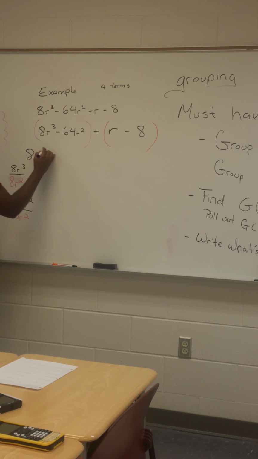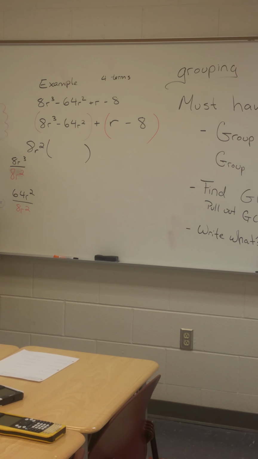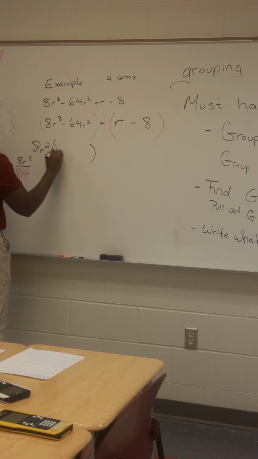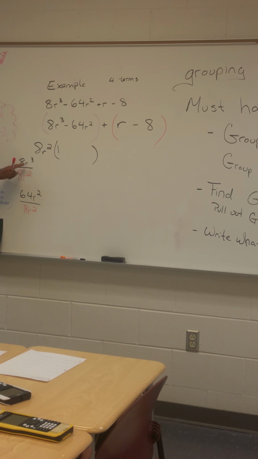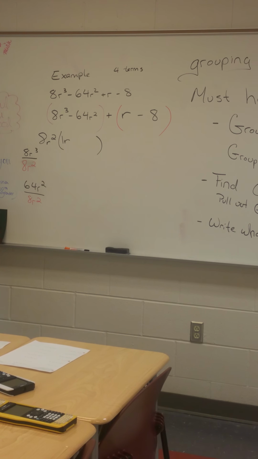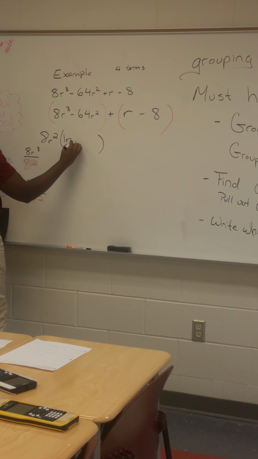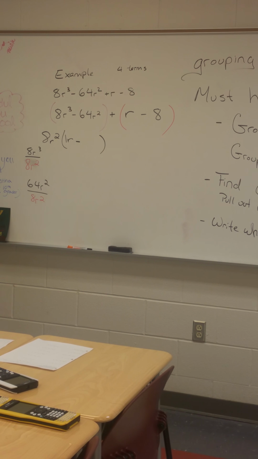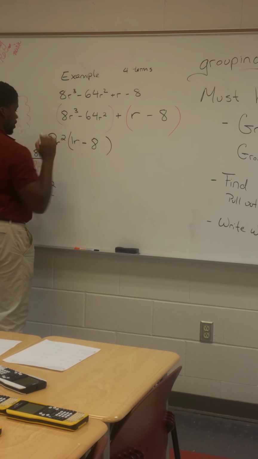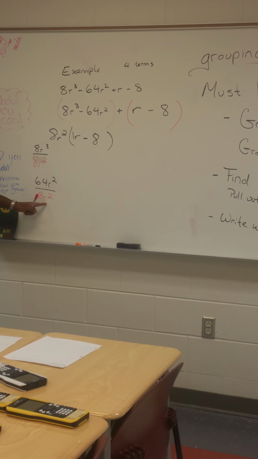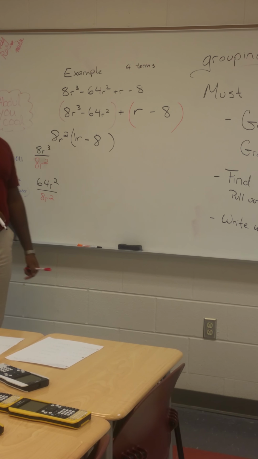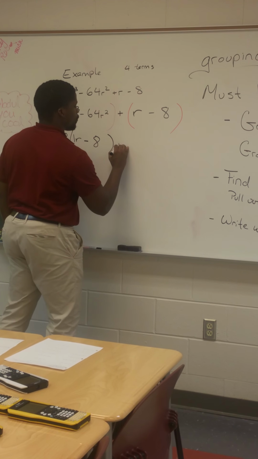This is what's going to tell us what goes back into our parentheses. Dividing 8 by 8, of course we get 1. Dividing r cubed by r squared, you're left with just r. Dividing 64 by 8, you're left with 8. And r squared divided by r squared is 1, but 8 times 1 is just 8, so we don't write it. Good so far.